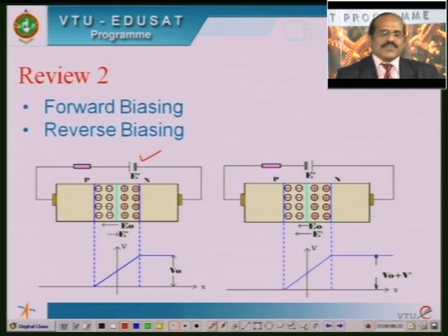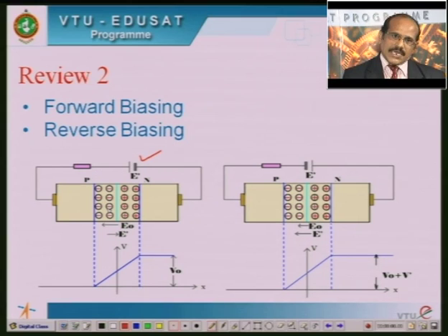After a certain time, when the battery voltage reaches the threshold voltage or cut-in voltage, which is 0.7 volts in the case of the silicon diode and 0.3 volts in the case of the germanium diode, this depletion layer will be completely overcome, and therefore there will be a free movement of the charge carriers across the PN junction diode.